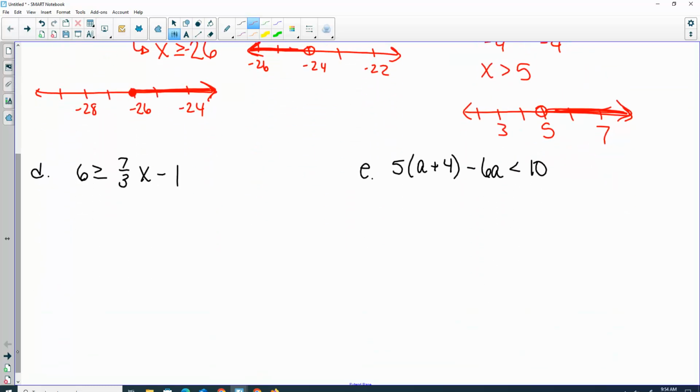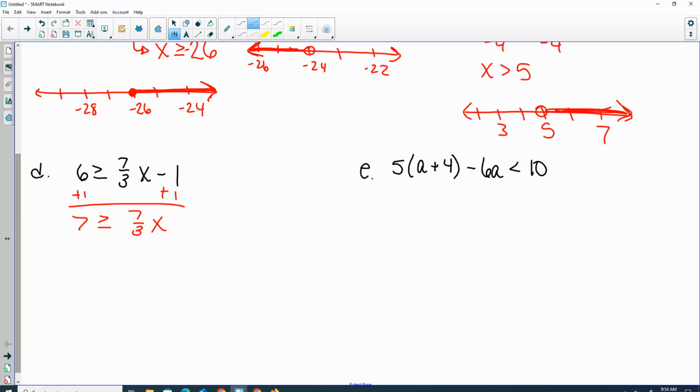If I look at D, this is another one where I kind of flipped it and put the variable on the right hand side instead of the left like we're used to. But we still solve it the same. So Bailey, what would I do first? So we get 7 is greater than or equal to 7/3 x. Nicole, how can I get rid of that 7/3 x?